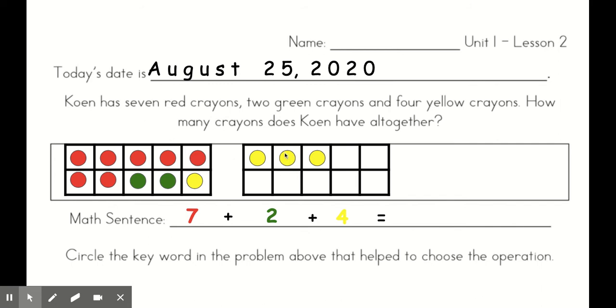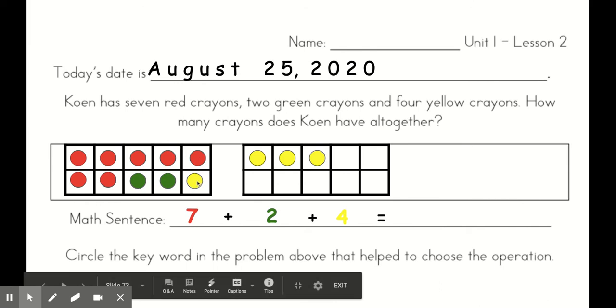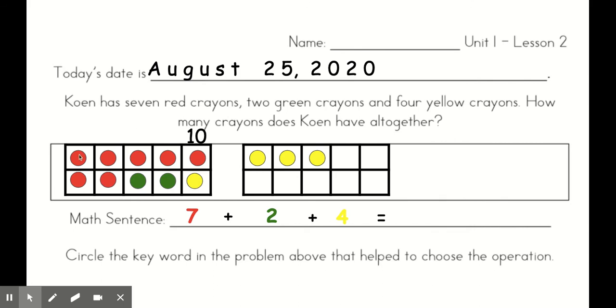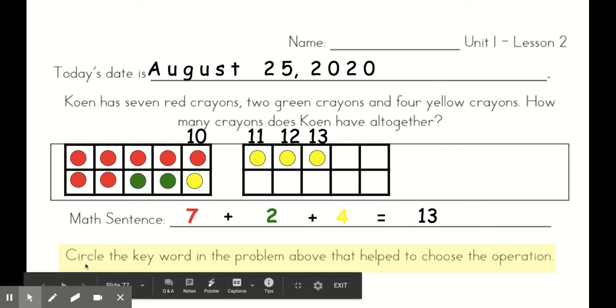So then it becomes easy. You don't have to start all over and count 1, 2, 3. That is really one thing we want to focus on learning this year. This box tells us that we have 10, so we're going to count up. We're not going to start all the way back at the beginning with 7. We're going to count up because we filled in and have 10, 11, 12, 13. That gives us 13. So the next thing that it asks us to do is to circle the key word in the problem above that helped achieve the operation, and that, of course, was the word altogether.